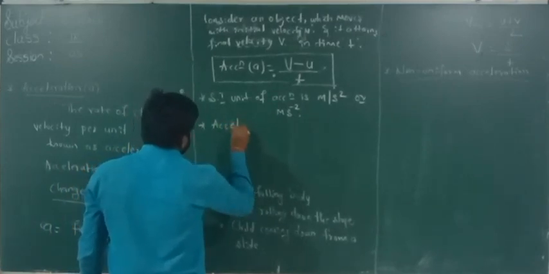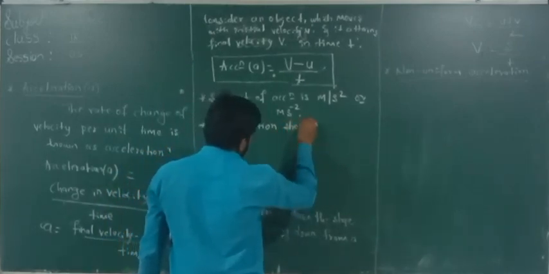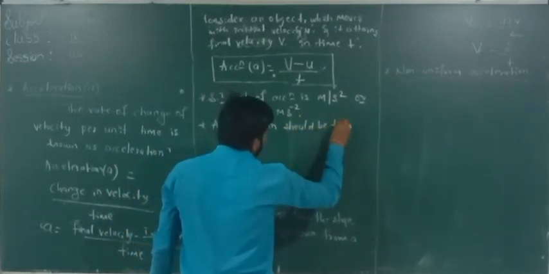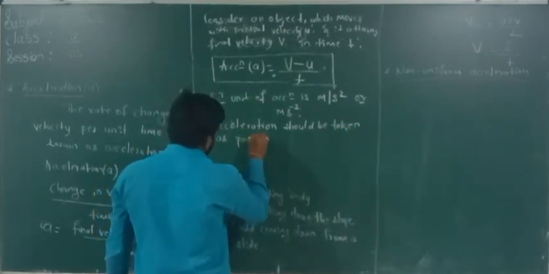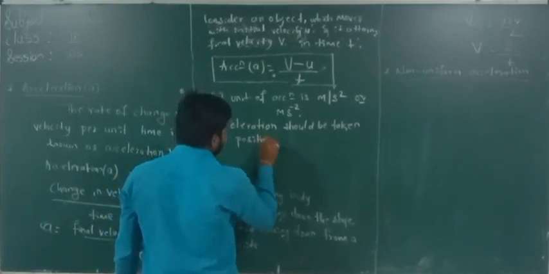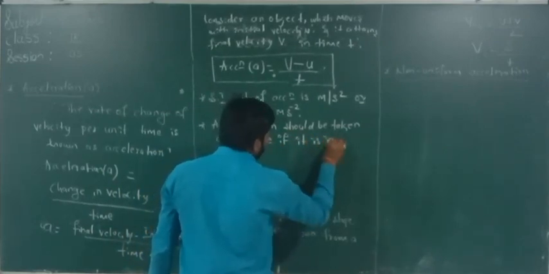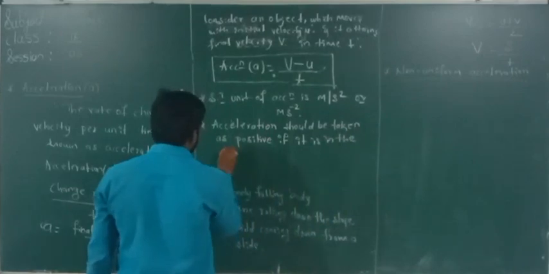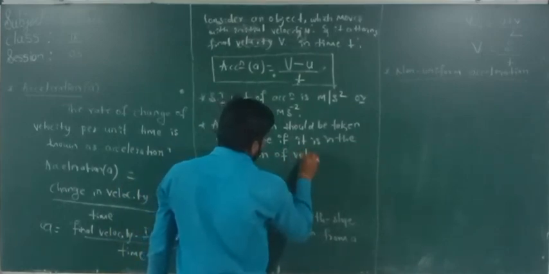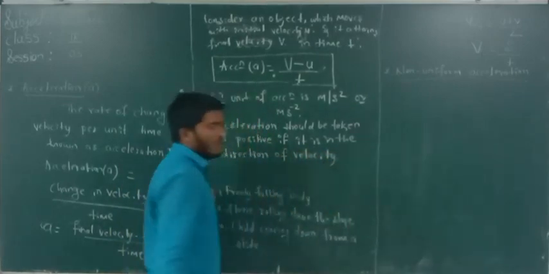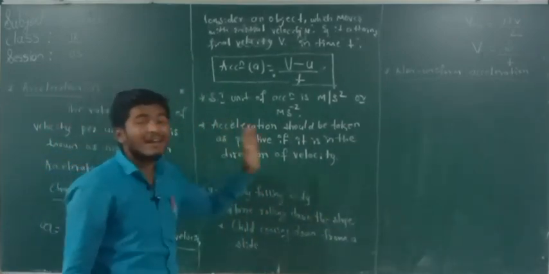Acceleration should be taken as positive if it is in the direction of velocity. So acceleration should be taken as positive only if it is in the direction of the velocity.